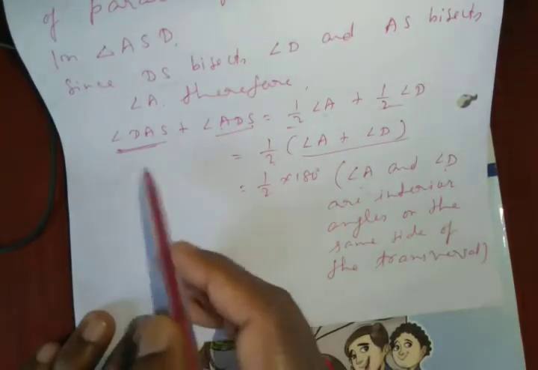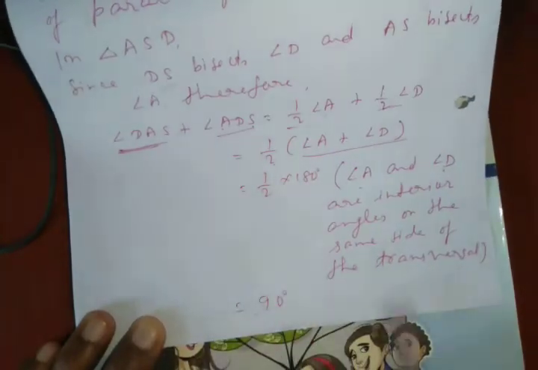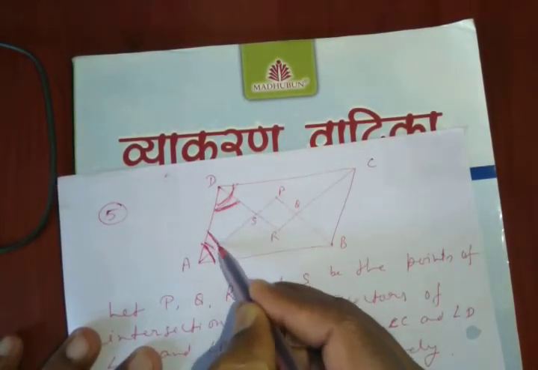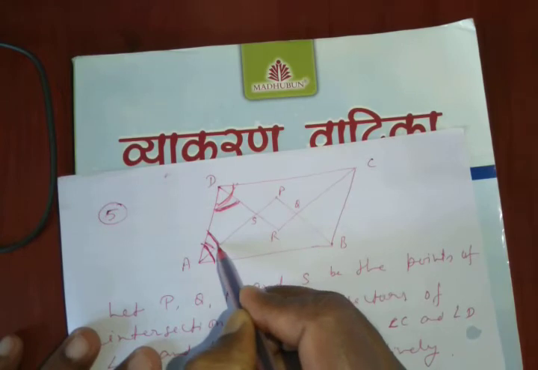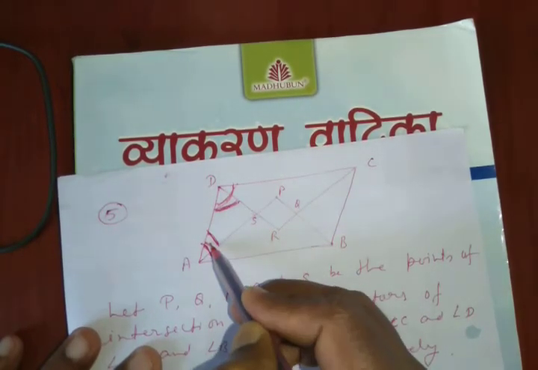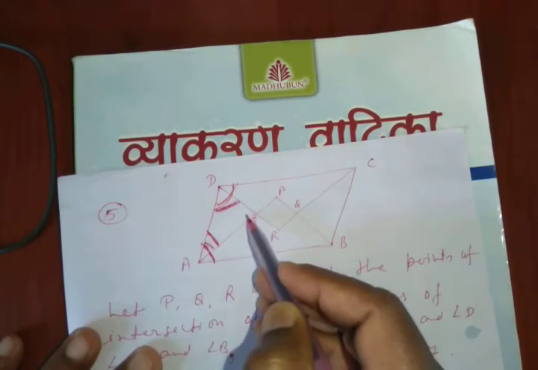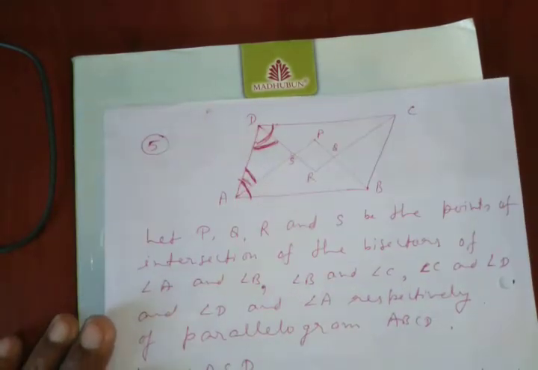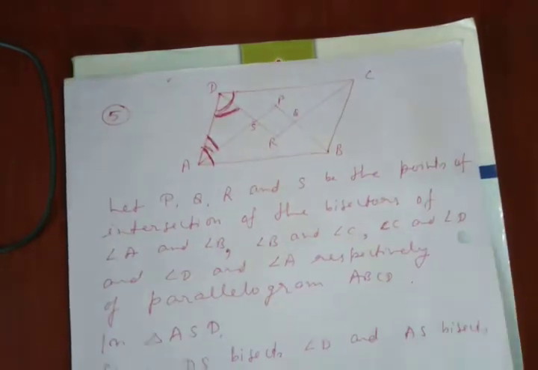And then we have found that DAS plus ADS equal to 90 here. So here see that we have found this angle plus this angle. Okay, this plus this is equal to 90 here. Then the third angle will also be equal to 90 degree, because in any triangle the sum of all angles is equal to 180 degree. So this is the 90 degree here.